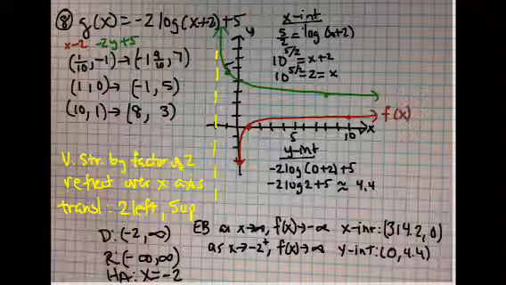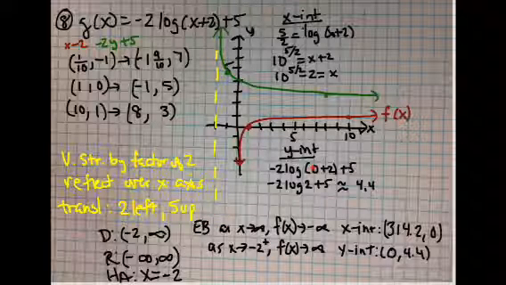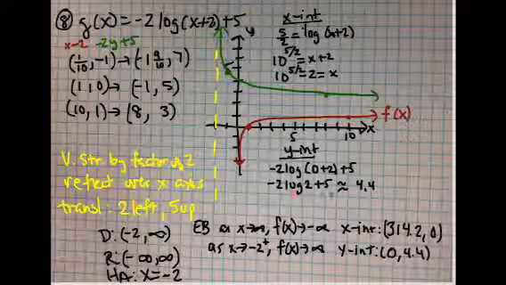And then for the y-intercept, you make the x equal to 0, and here you see it here, and then simplify and you put this into the calculator, and you get 4.4.